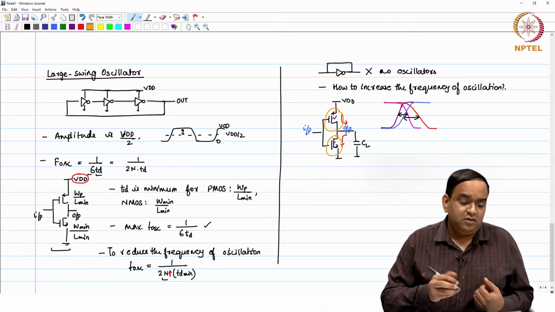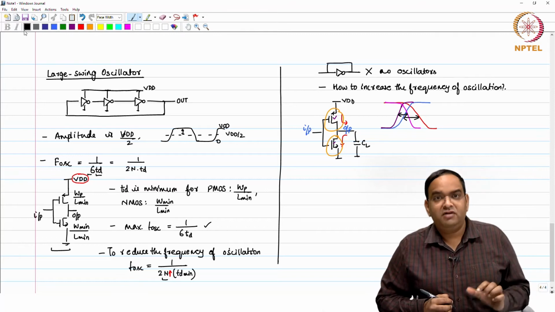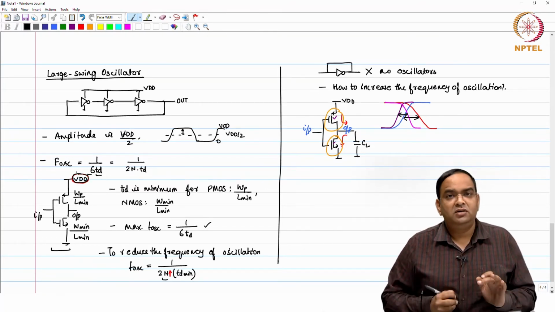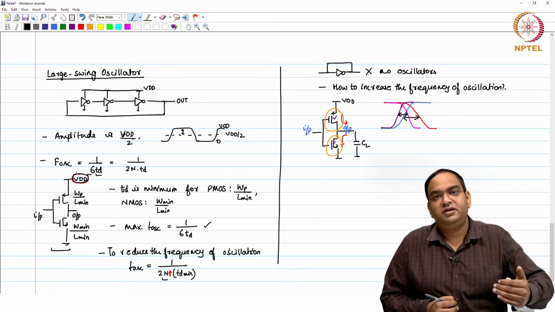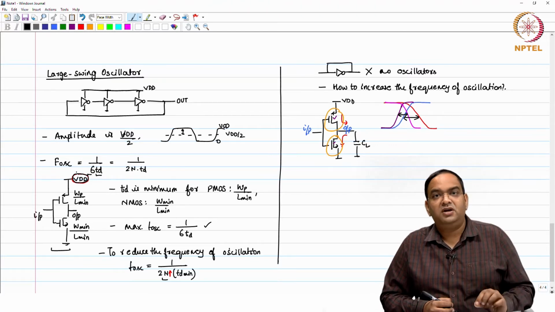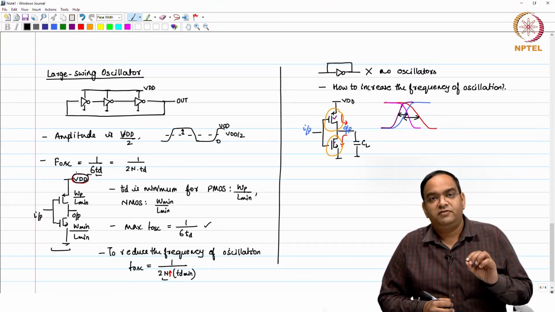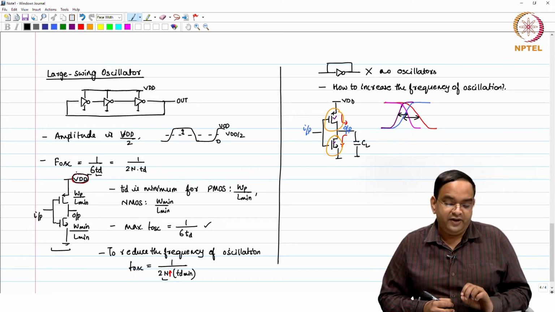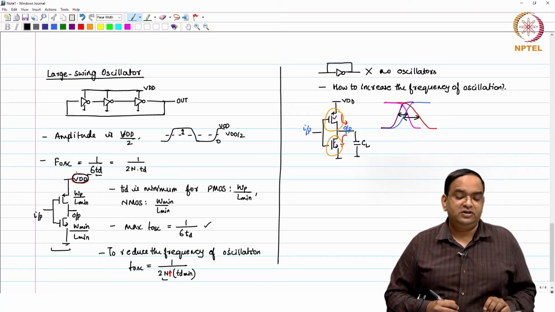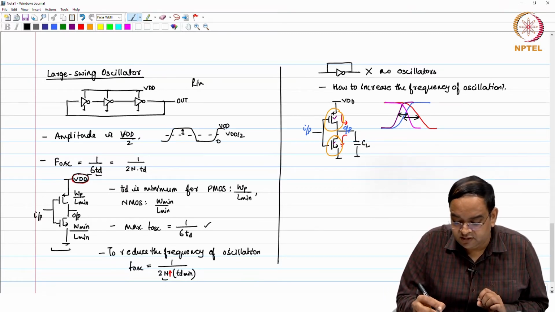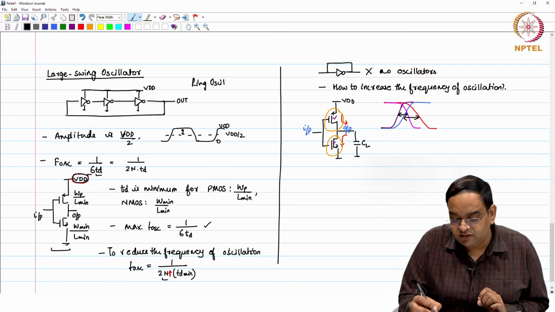Even the NMOS, whenever it is on, will work with larger gate to source voltage, and that will reduce the delay. Now, in a given process you have an upper limit on the supply voltage, so you cannot increase the supply voltage beyond a certain value. So, there will be an upper limit on the frequency of oscillation which you can realize using a ring oscillator, a large swing ring oscillator. You always call this a ring oscillator.